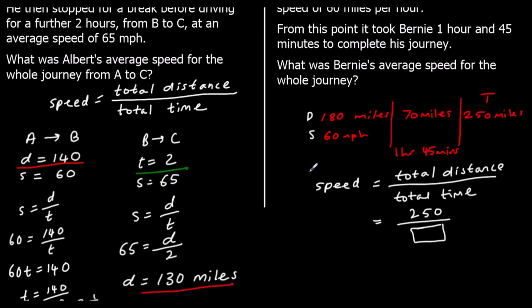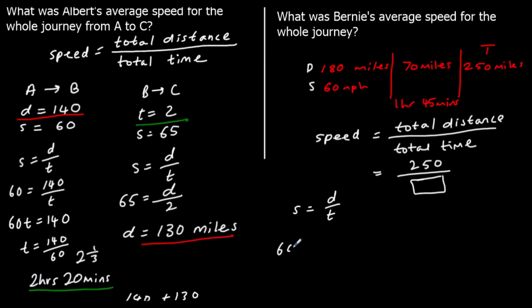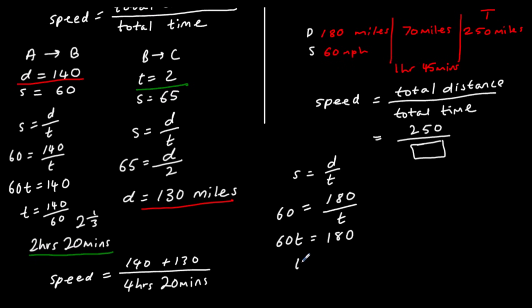And we can work out the time for the first part of the journey, because speed equals distance over time. The distance is 180 and the speed is 60. So 60 is 180 over t. Multiply both sides by t. 60t is 180. Then divide both sides by 60. So t is 3. 3 hours.